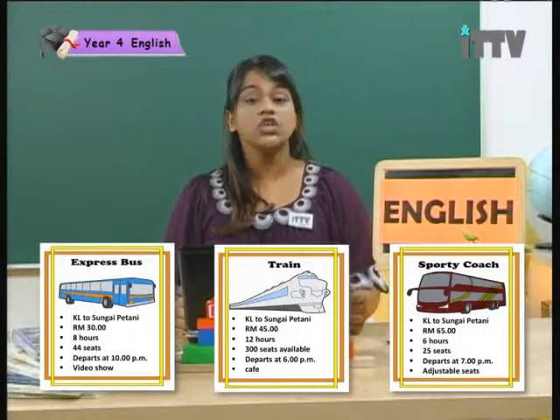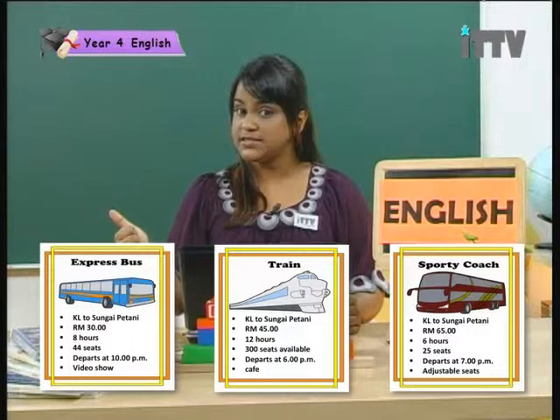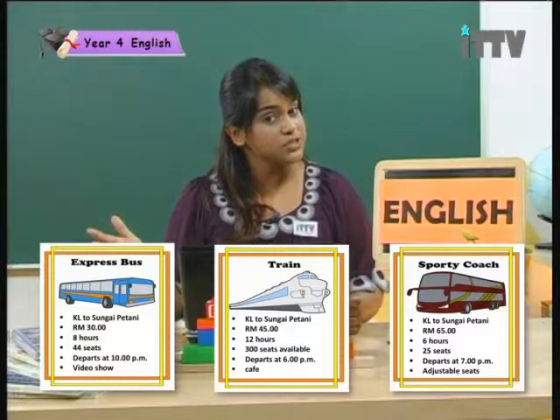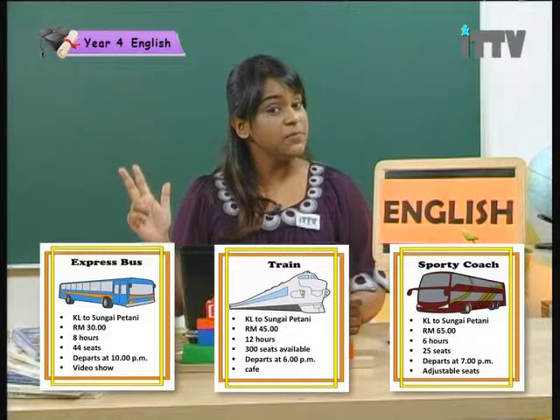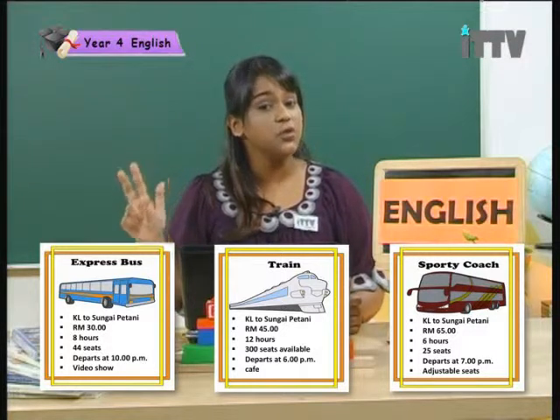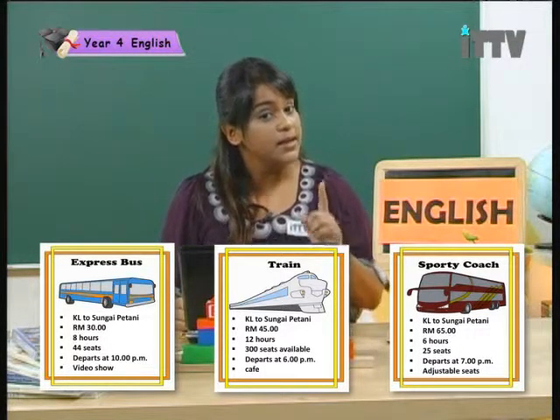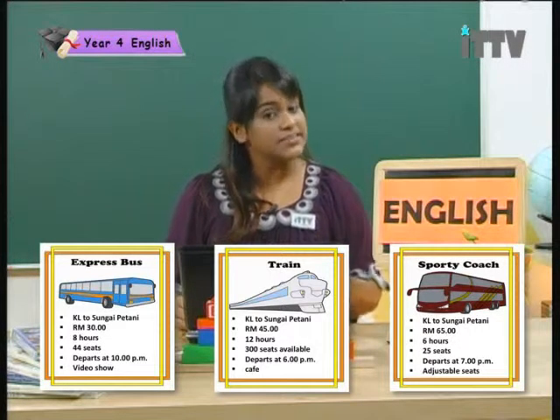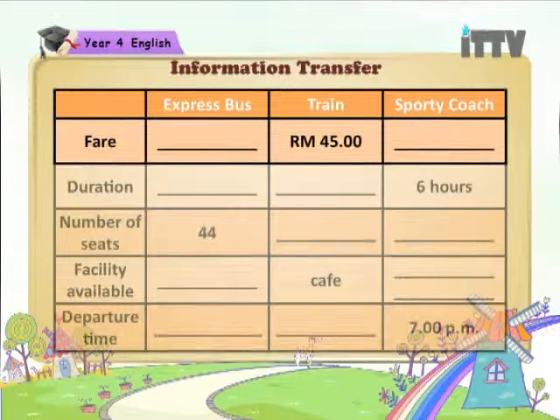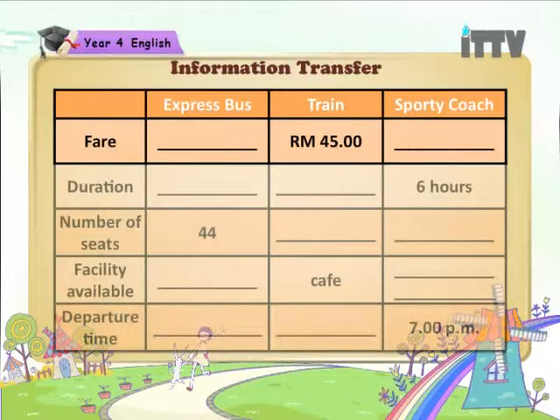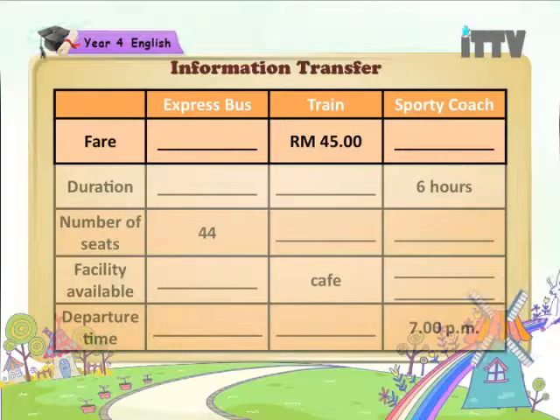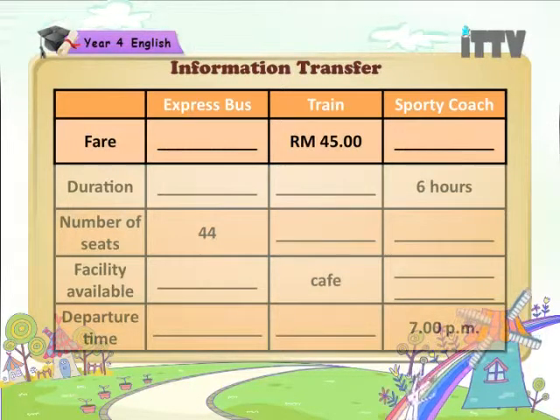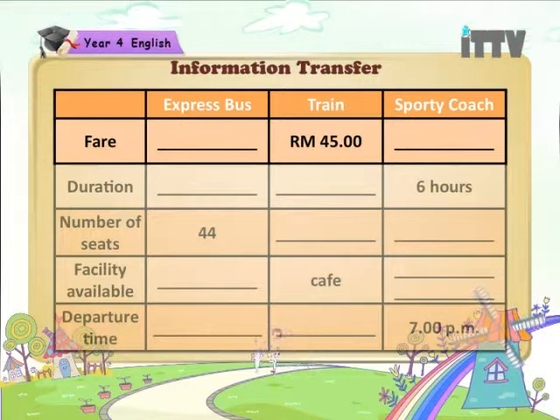So students, you have an express bus, you have a train, and you have the sporty coach. Now, information has been given about each mode of transportation. Let's try and fill in the blanks in the table. Let's take a look at the table first. Alright students, let us start with the first part of the table, the fare. Now the train ticket costs RM45. What about the express bus ticket?